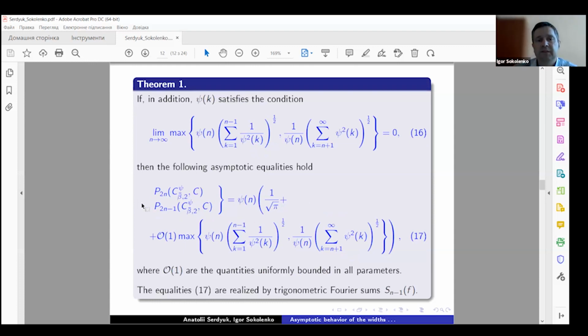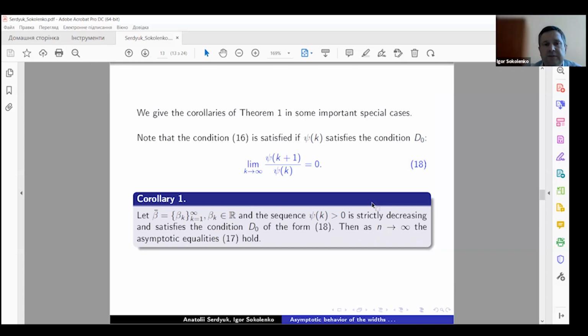If in addition psi(k) satisfies condition 16, then the following asymptotic equalities hold: 17. Here O(1) are quantities uniformly bounded in all parameters, and the equalities 17 are realized by the trigonometric Fourier sums S_{n-1}(f).